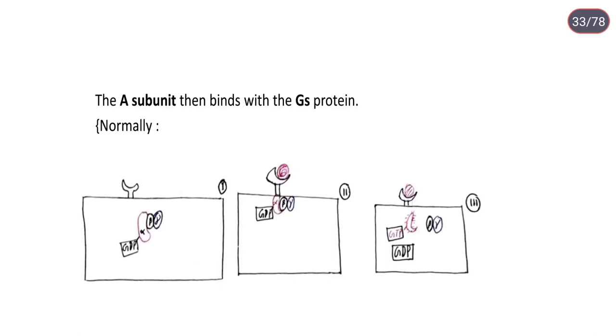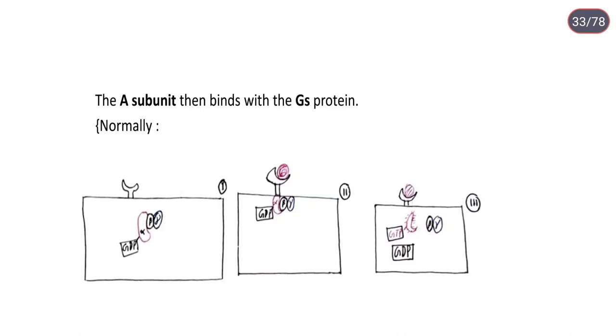Then this A subunit causes the ADP ribosylation of the G stimulatory protein inside the cell. Before I go into the mechanism of what happens after this A subunit causes the ADP ribosylation of G stimulatory protein, I am going to tell you the normal or physiological process of what happens in the G stimulatory protein.